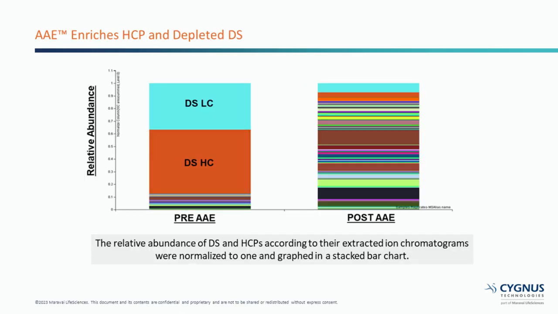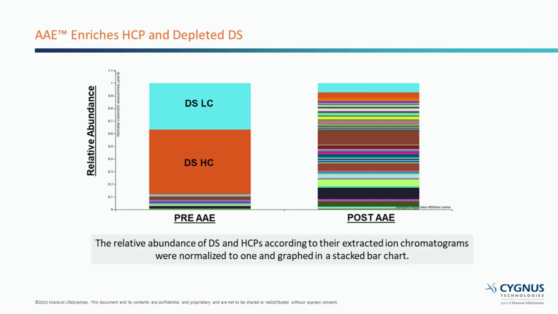This slide further demonstrates my point. The relative abundance of DS and HCPs according to the extracted ion chromatograms were normalized to 1 and graphed as a stacked bar chart. The pre-AAE column on the left shows the drug substance heavy chain in orange, and the drug substance light chain peptides in light blue, and the HCPs in assorted colors beneath.